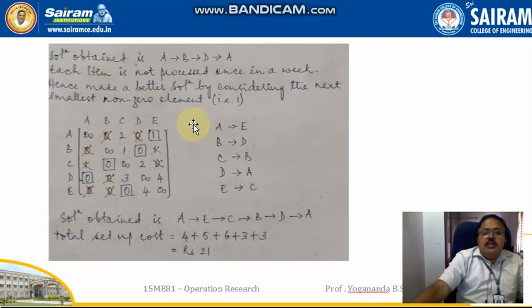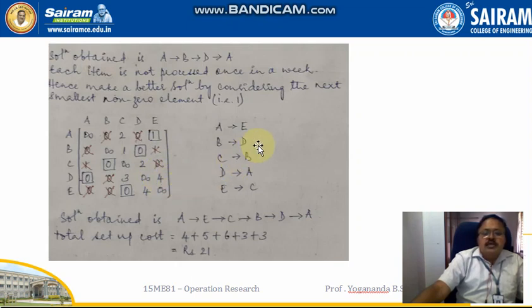So the sequence obtained here is not covering all the items. That is, each item is not processed at least once in a week. So hence we will go for a better solution by considering the next smallest non-zero element. In the earlier matrix we obtained, the next smallest non-zero element is 1. So you assign that next smallest non-zero element 1 and cross out the other zeros and ones in that particular row and column.